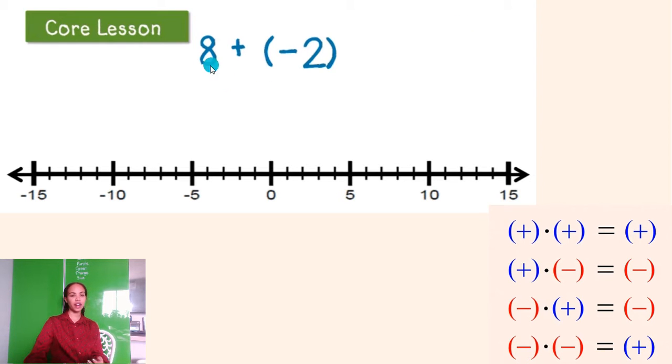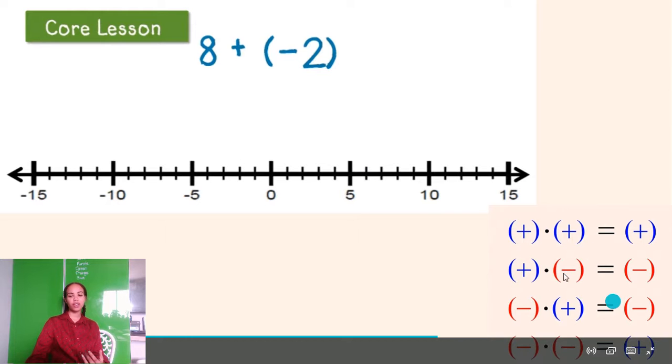So over here I've got 8 plus a minus 2. That means 8 minus 2. So if I'm over here at 8, and I am going to add on a minus 2, that would take me back 2 spaces. You don't need to know this at this stage.